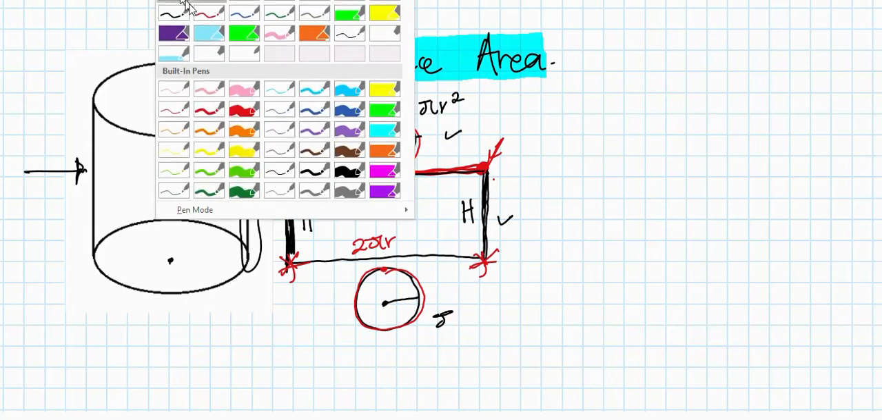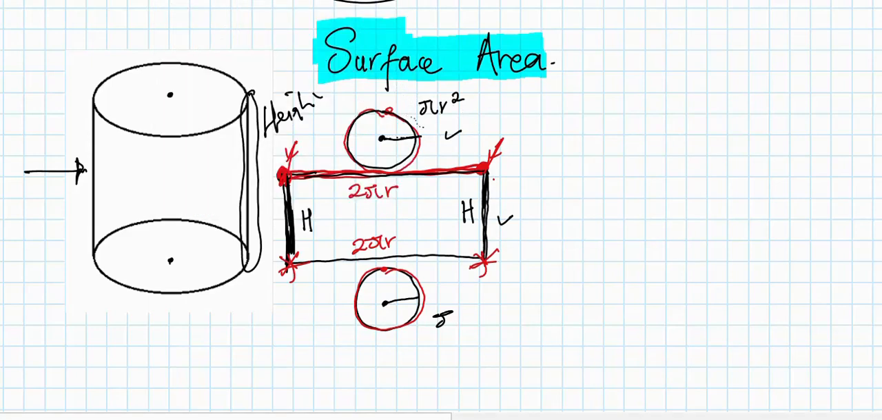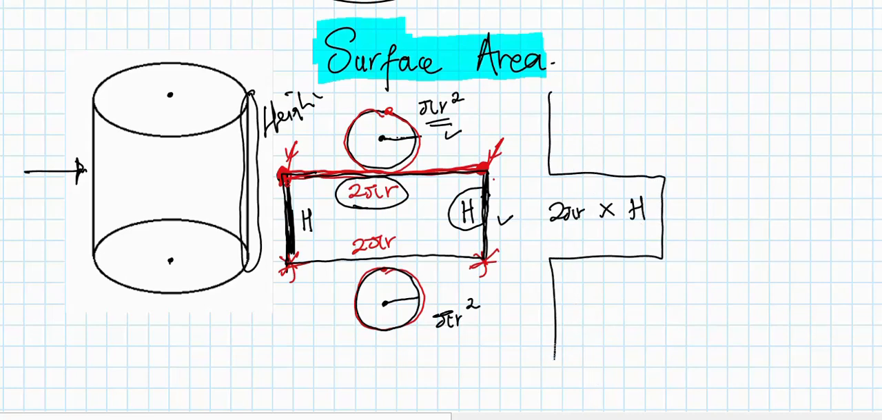Now, we said the area for this circle is pi r squared, and the area for this circle is also pi r squared. And now the area of this rectangle is going to be what? You multiply all dimensions. You take this side, which is 2 pi r, and multiply it with this side, which is your height. So the area here is 2 pi r multiplied by the height. And now you add everything together to have your equation of surface area.